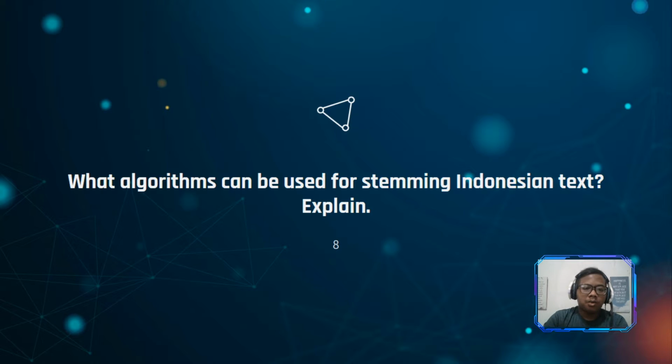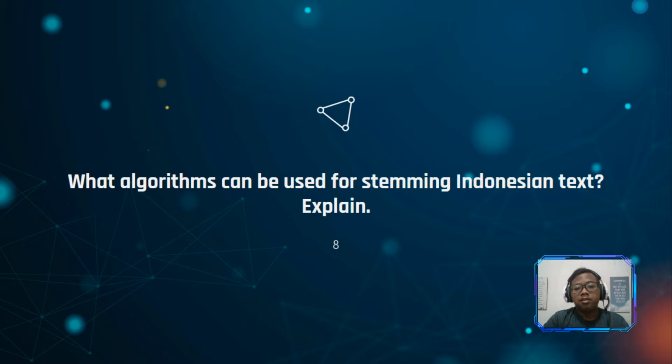Next, what algorithm can be used for stemming Indonesian text, and explain. The algorithm is called the Nazief and Adriani algorithm. This algorithm was created by Bobby Nazief and Mirna Adriani to find the root word, called stemming, of Bahasa Indonesia. First, this algorithm will search for the word that we want to stem in the dictionary. If it is found, the algorithm will assume that this word is already the root word.